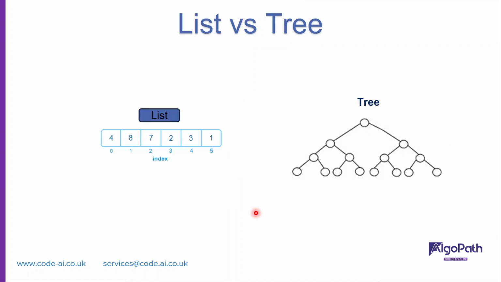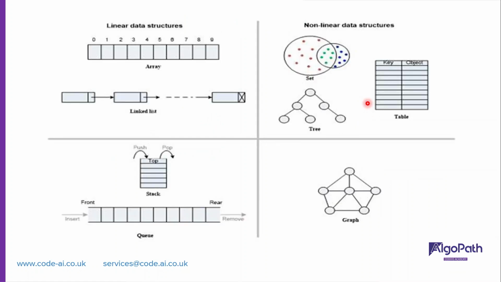If we want to compare a list and a tree, we can see that for a list, one element is immediately connected to the next one, and that happens for all the elements in a list. But for a tree, one element is immediately connected with two elements. So a list is linear, but a tree is not linear. We can see here that there are linear data structures and non-linear data structures. We have graph, we have queue, etc.